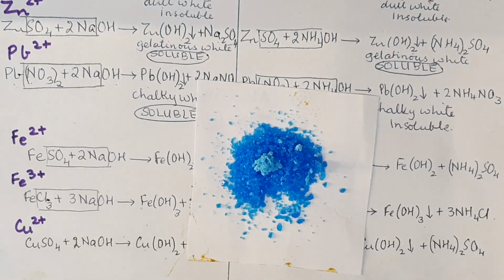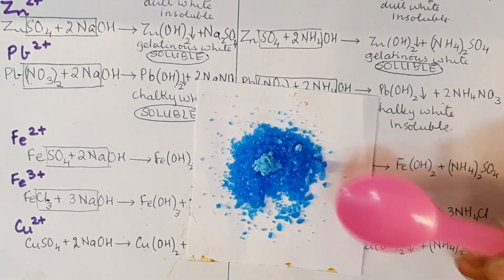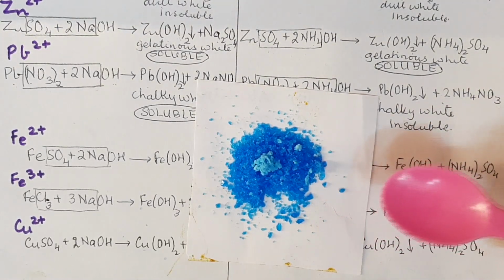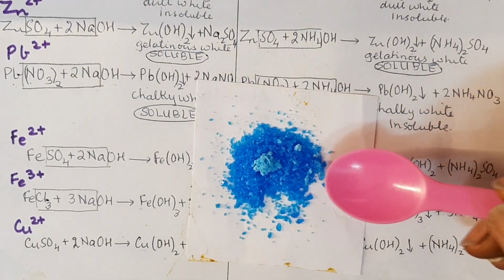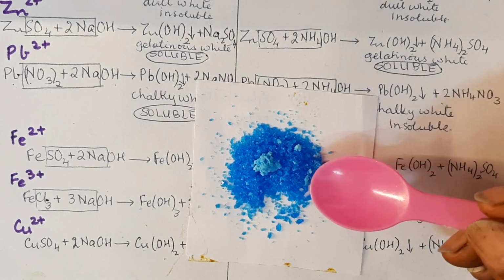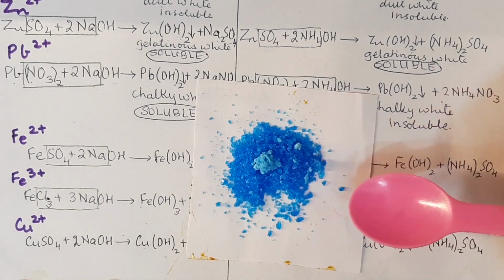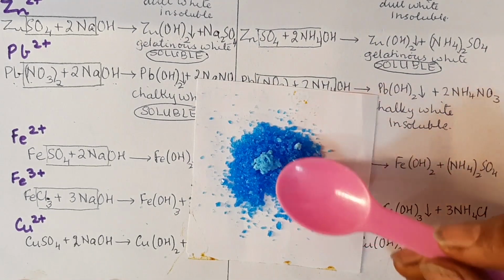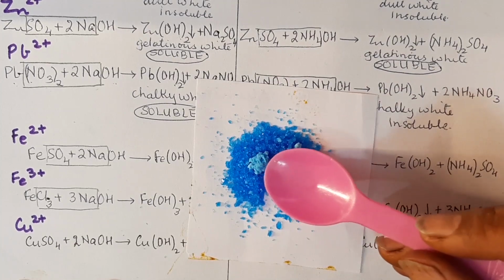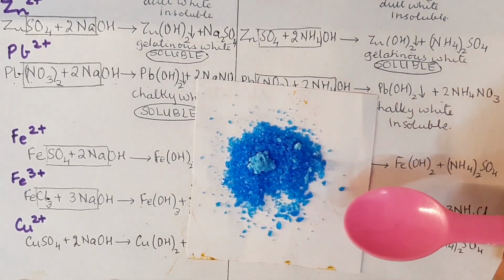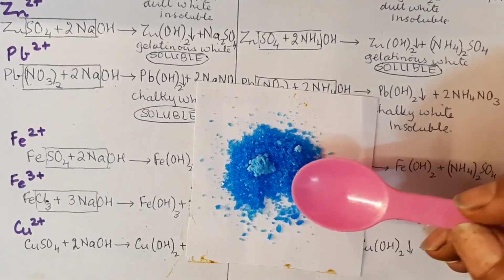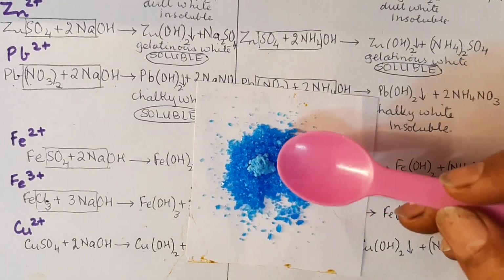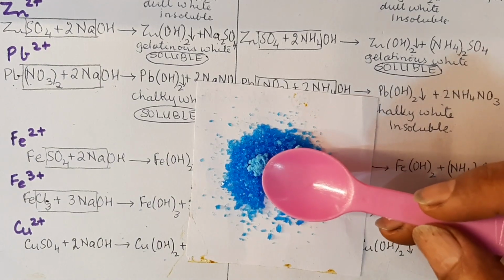Now we come to copper sulfate. So we have a Cu2+, which is a colored cation. Most of the salts of Cu2+ are blue and sometimes they are green. And here you can see copper sulfate, which is CuSO4.5H2O. And you can also see this particular part has become whitish. That's because this is an efflorescent substance, and when it loses the moisture to the atmosphere, it becomes white anhydrous.